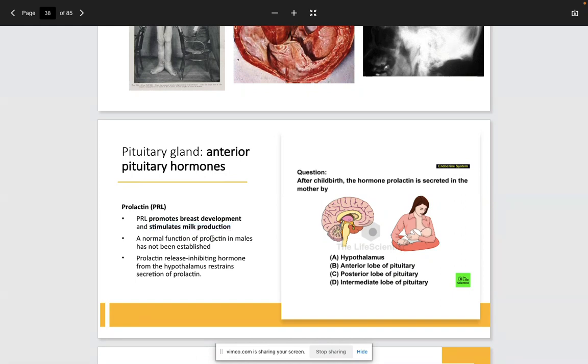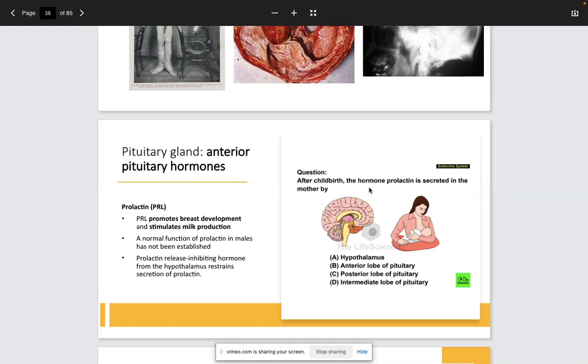Again, a normal function of prolactin in males has not really been established, but prolactin releasing inhibiting hormones from the hypothalamus restrain secretion of prolactin. That's actually called dopamine. Dopamine is normally going to inhibit prolactin formation. Here we have a question that I'd like for you guys to try.